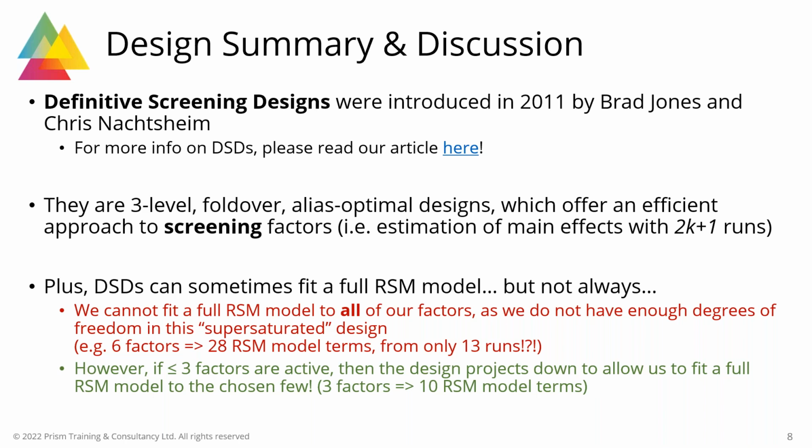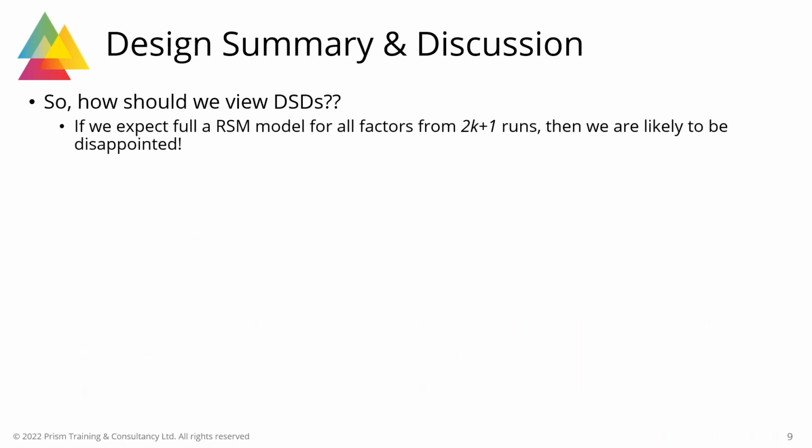And this is probably at the heart of a lot of people's concerns around these definitive screening designs. So how should we consider them? What should we expect of them? Now, in my opinion, it's fairly clear to say that if we're expecting a full response surface model for all of our factors from 2 times k plus 1 runs, then you're setting yourself up for disappointment. That's just not going to happen.